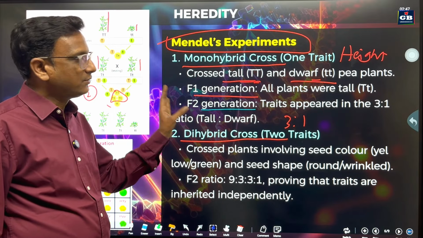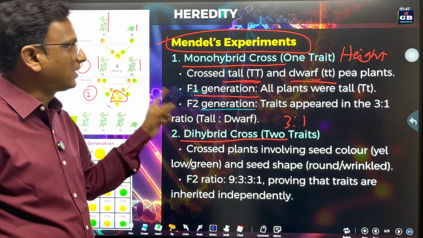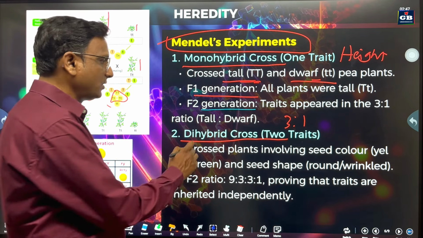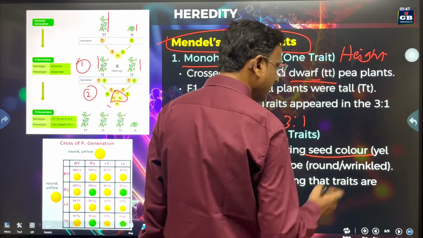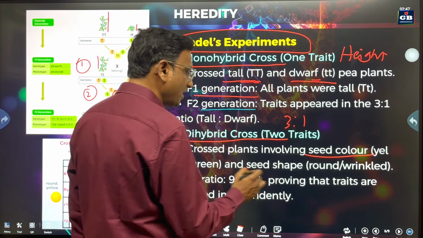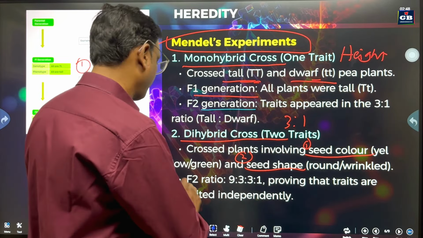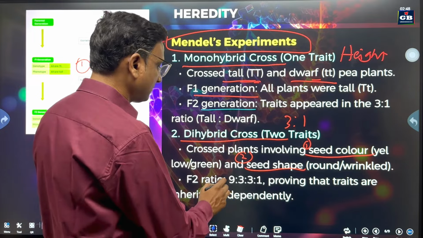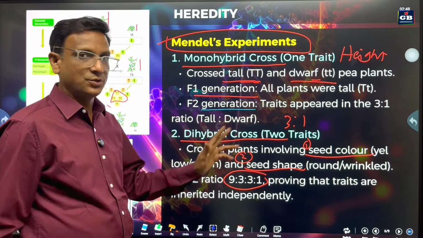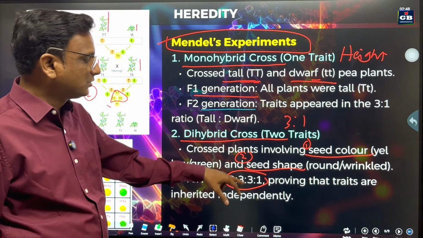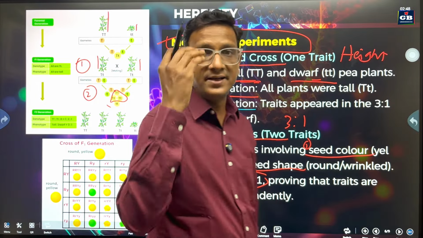So in this experiment we understood how the inheritance takes place for one particular trait. Now two traits. He crossed plants involving seed color and seed shape, two characteristics. So what kind of results are obtained here? When he did the dihybrid cross for two traits, it is 9:3:3:1. See, the traits are inherited independently.